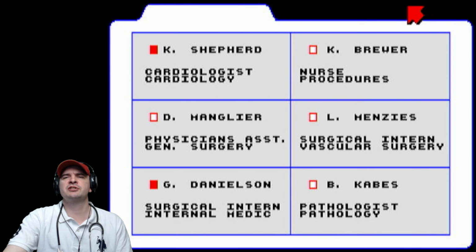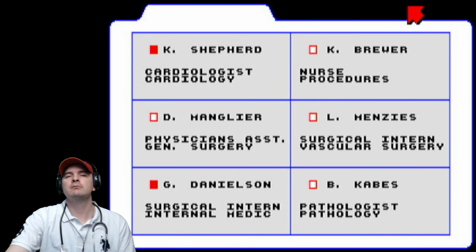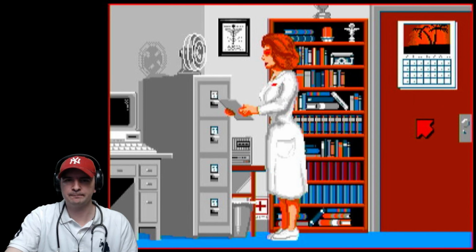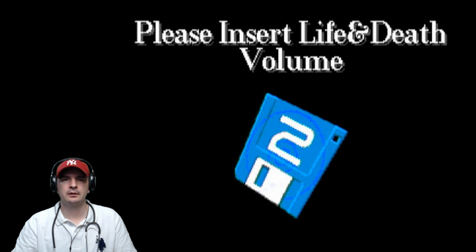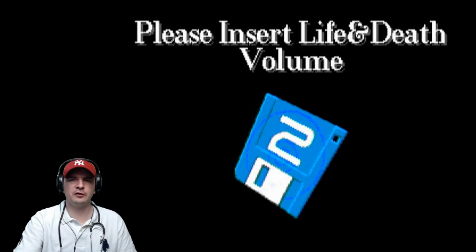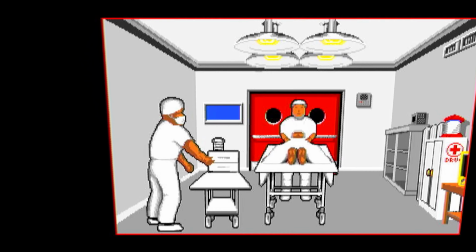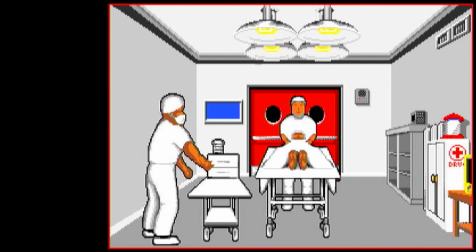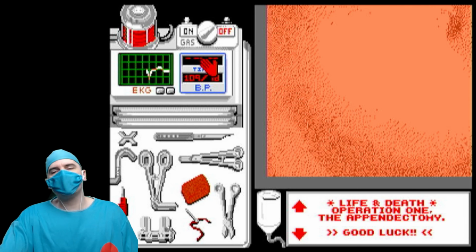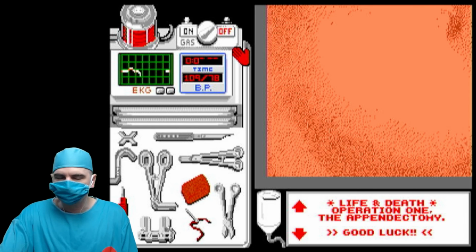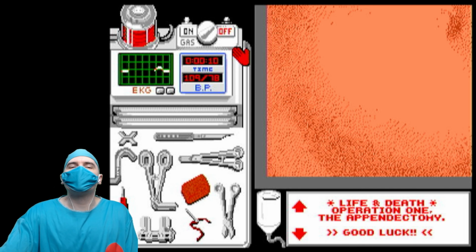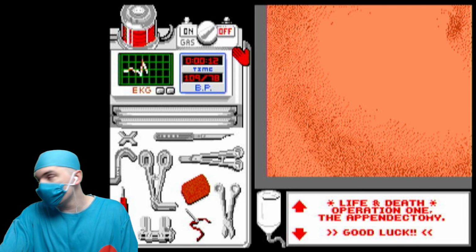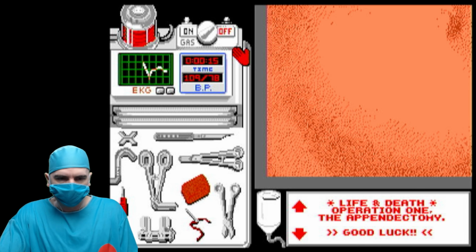And now we're going to head over to surgery and hopefully cure somebody. That's the plan anyway. Okay, please insert Life and Death volume, disc 2. Okay, Life and Death, Operation 1, the Appendectomy. Good luck. Right, so of course this is a game you don't want to be making any mistakes. You can't make any mistakes in a situation like this. So once again I have my assistants with me, just to make sure I do everything correctly.